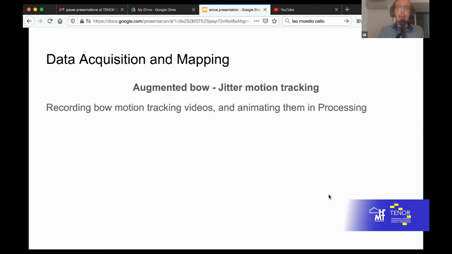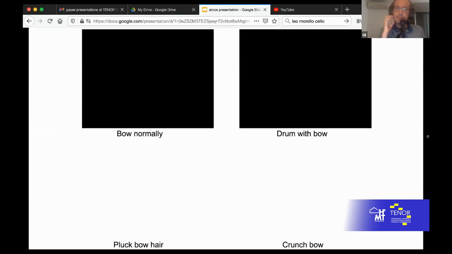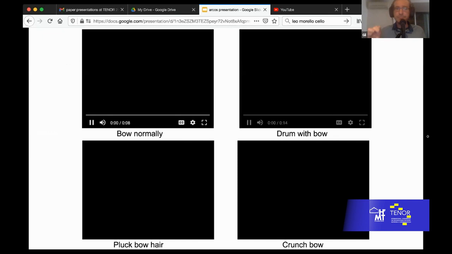For the augmented bow, I use the recording of bow motion from the actual Jitter window, and then animated them in Processing. So these are videos of different bowing motions as they're shown.